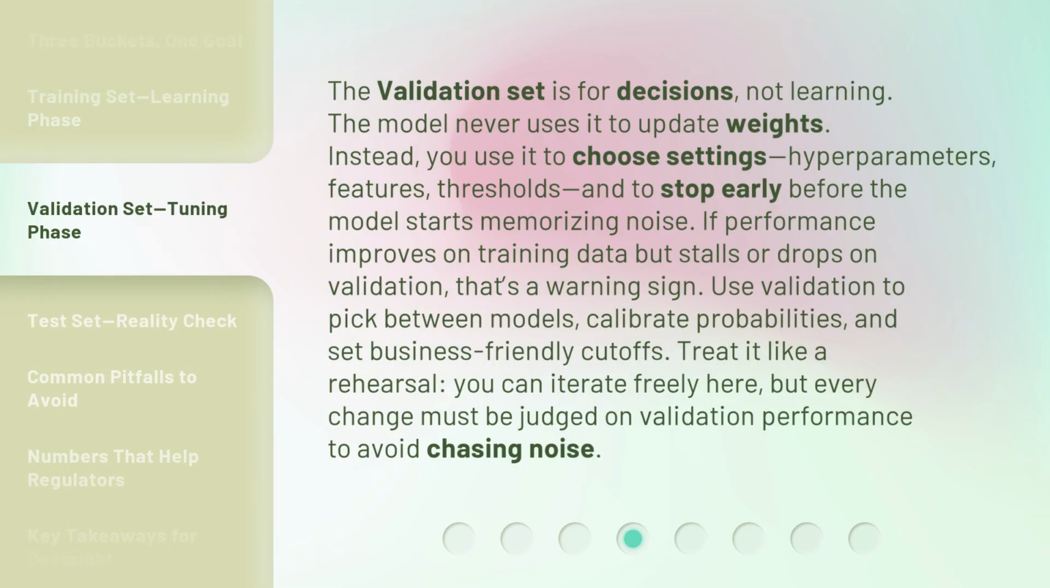The validation set is for decisions, not learning. The model never uses it to update weights. Instead, you use it to choose settings, hyperparameters, features, thresholds, and to stop early before the model starts memorizing noise. If performance improves on training data, but stalls or drops on validation, that's a warning sign. Use validation to pick between models, calibrate probabilities, and set business-friendly cutoffs. Treat it like a rehearsal. You can iterate freely here, but every change must be judged on validation performance to avoid chasing noise.